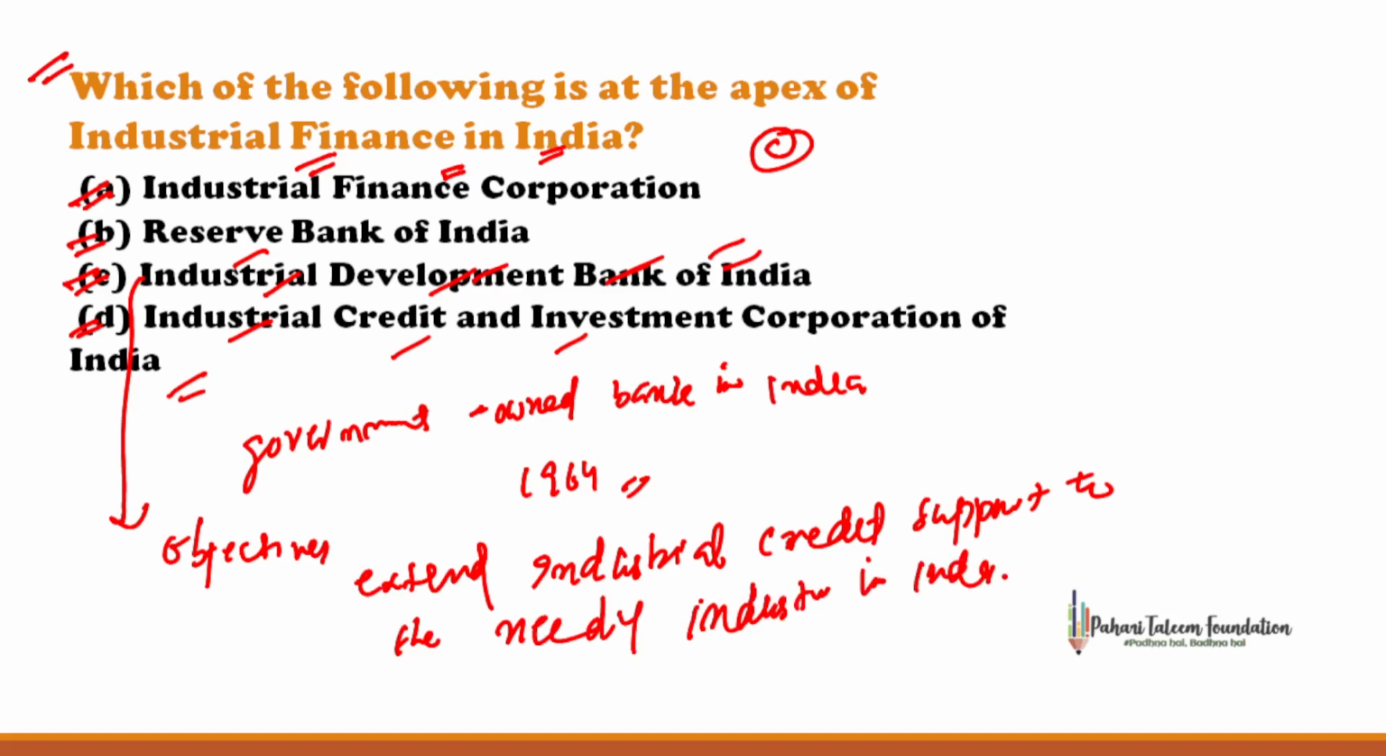Okay, so which of the following is at the apex of industrial finance in India? Your option is IDBI, the Industrial Development Bank of India. The IDBI was established in 1964 as an apex financial institution to provide credit and other financial facilities for the development of the fledgling Indian industries, and its headquarters is in Mumbai.